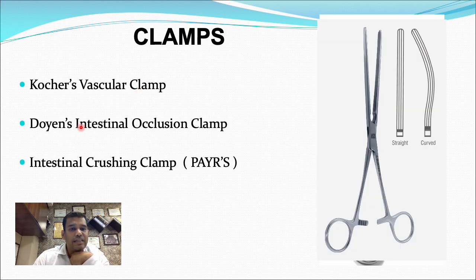Next is Doyen's intestinal occlusion clamp. This is important. It occludes the lumen, whereas the other one is a crushing clamp that will crush the lumen. You can appreciate that it has a long blade, a joint, a shaft, a ratchet, and the finger bow. The most important thing to be noted is that it is available in two forms, straight or curved. Plus the serrations are longitudinal. In all other instruments the serrations are transverse, but in this case they are longitudinal. This is the straight variant, and you have a curved variant also.